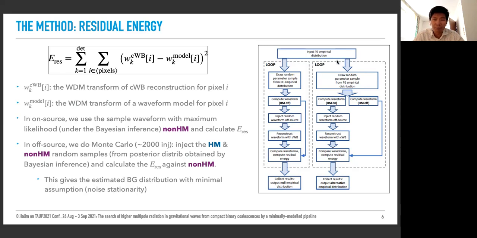And moreover, similarly for the other part, we take the random parameter sample, and then we compute the waveform for HM on versus HM off. In this case, we analyze until we get the reconstruction of CWB with HM. And then we calculate the residual energy without HM. And then we collect the output, which is the alternative empirical distribution in this case.